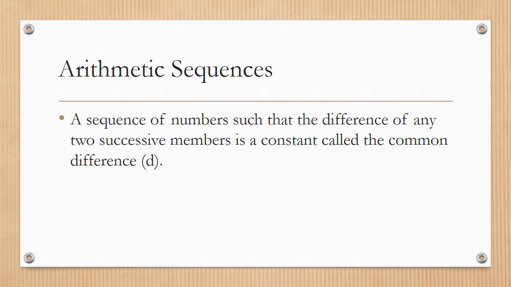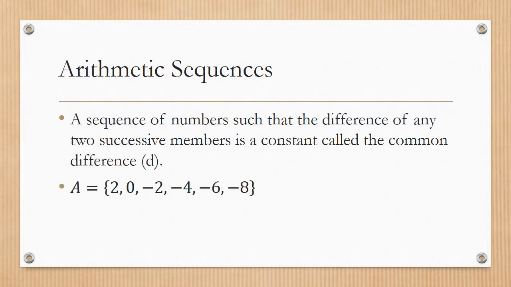An arithmetic sequence is a sequence of terms such that the difference of any two successive terms is a constant number. That is called the common difference. What does that mean? That means that if we have a list of terms in a sequence, the difference between any two consecutive terms is a constant number.